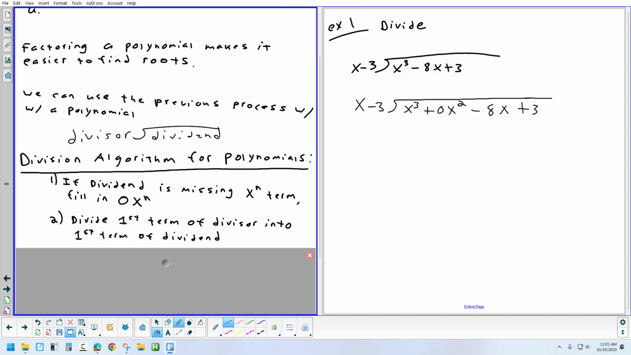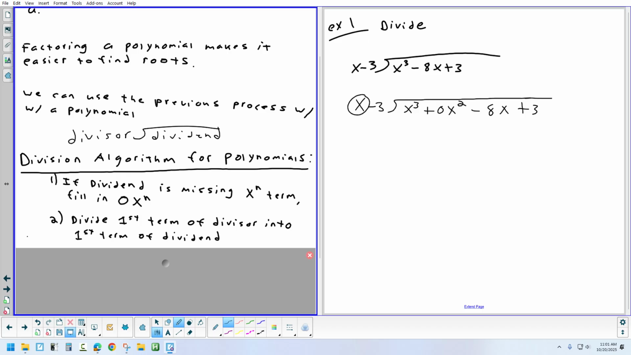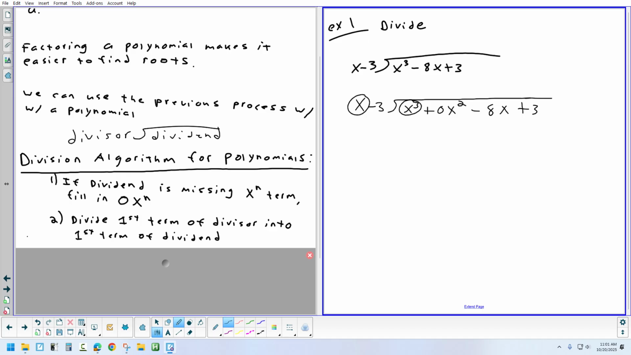Second step, you're going to take the first term of your divisor, x, and divide it into the first term of your dividend, x cubed. Off to the side, this is what I'm doing. It's pretty safe to do scrap work on the left here, because when you do long division, all the work goes down to the right. It's kind of a flow of how it works.